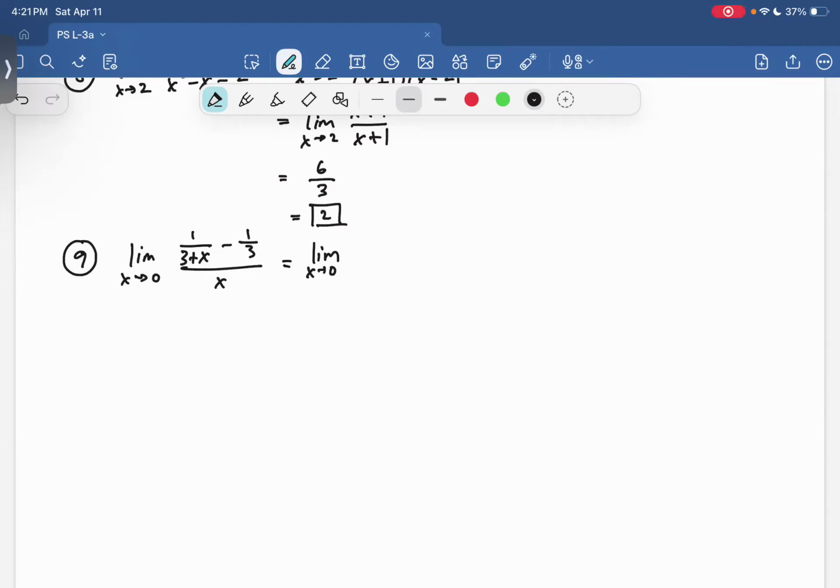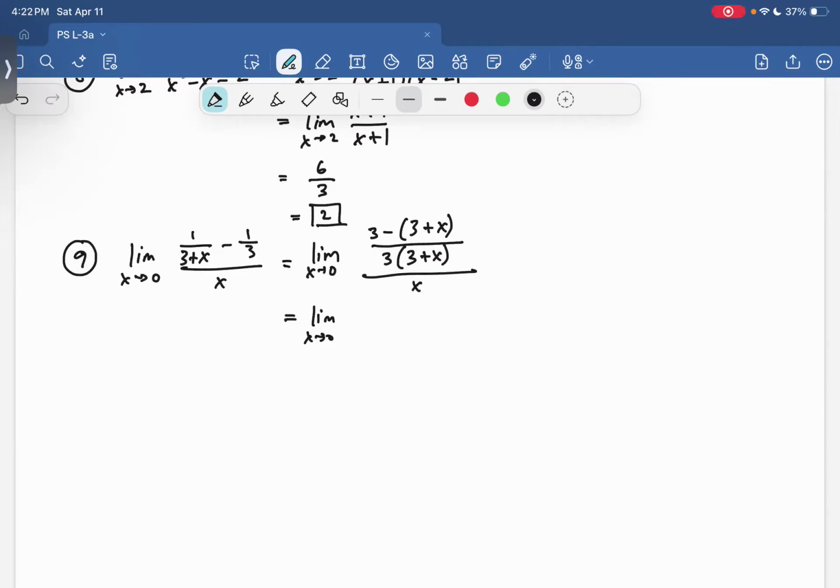Let's first simplify the top. The top is going to simplify as 3 minus (3 plus x) over 3 times (3 plus x). You can use whatever method of simplifying fractions you like, as long as you get that. And this is all over x. So make sure you have a longer line there. Remember, you have to keep writing the limit symbol.